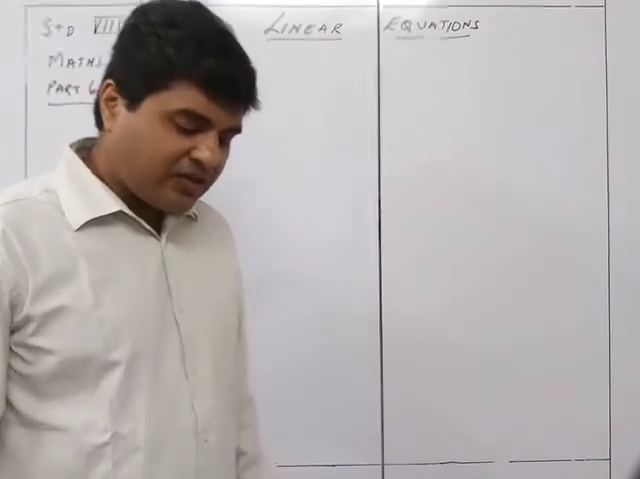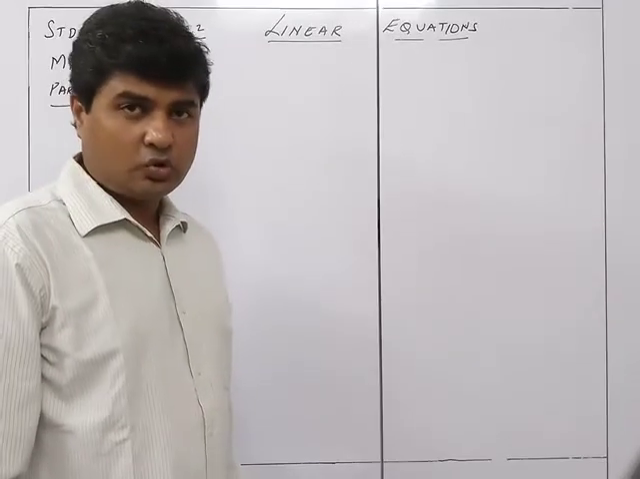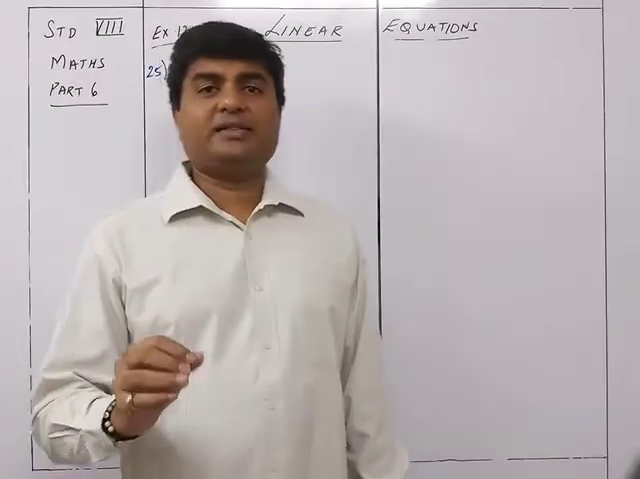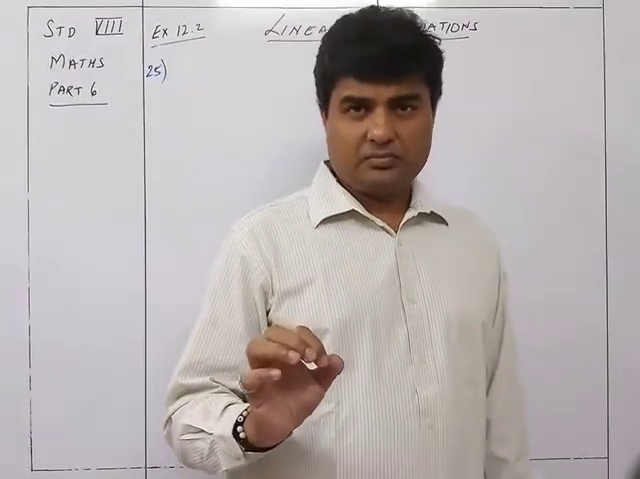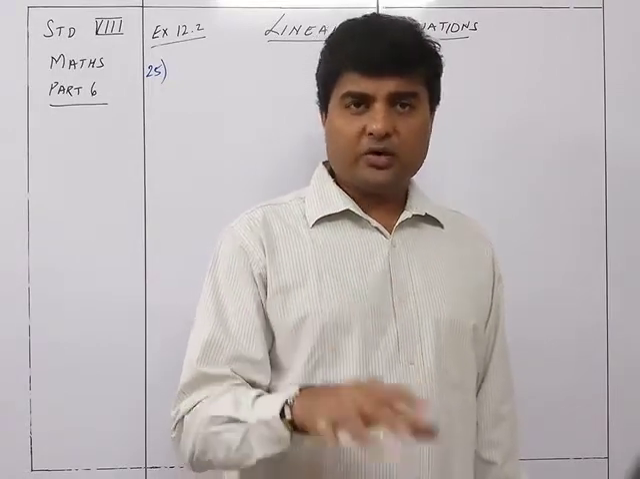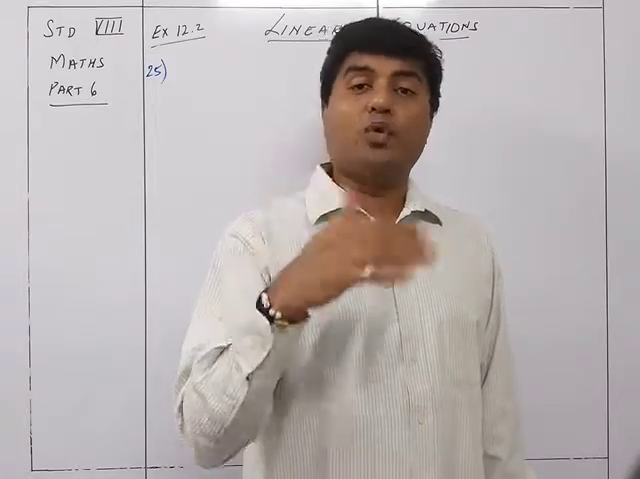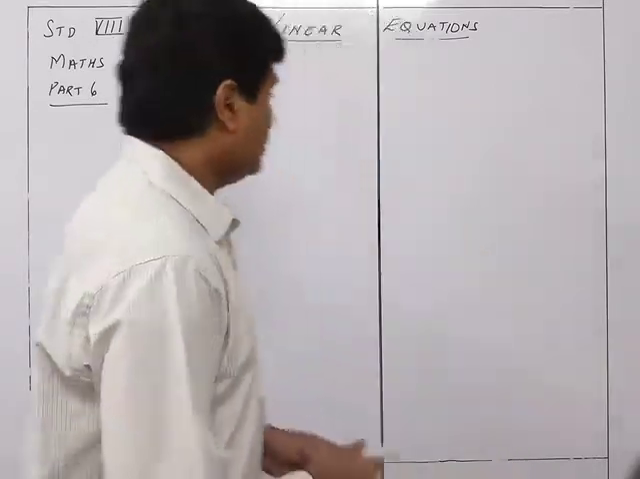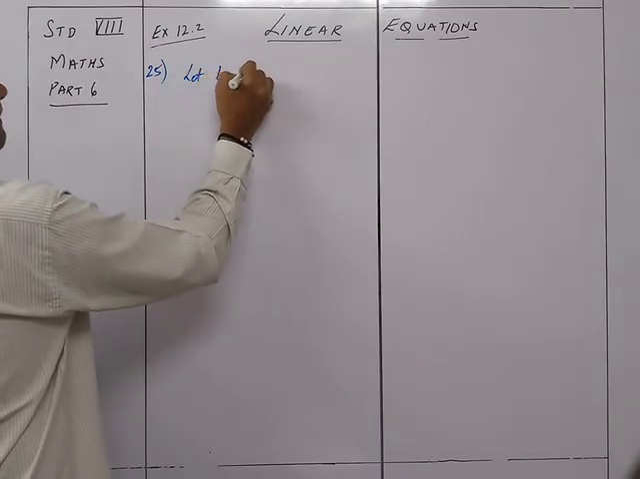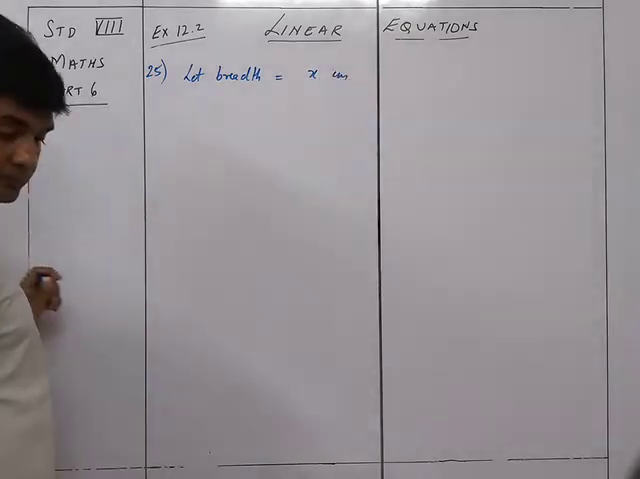The length of the rectangle is 5 centimeters less than twice its breadth. So whenever you have got length and breadth, you will always take the smaller one to be x. Normally breadth is the smaller one. Here also it's given that breadth is the smaller one. So we'll take over here, let breadth be equal to x centimeters.